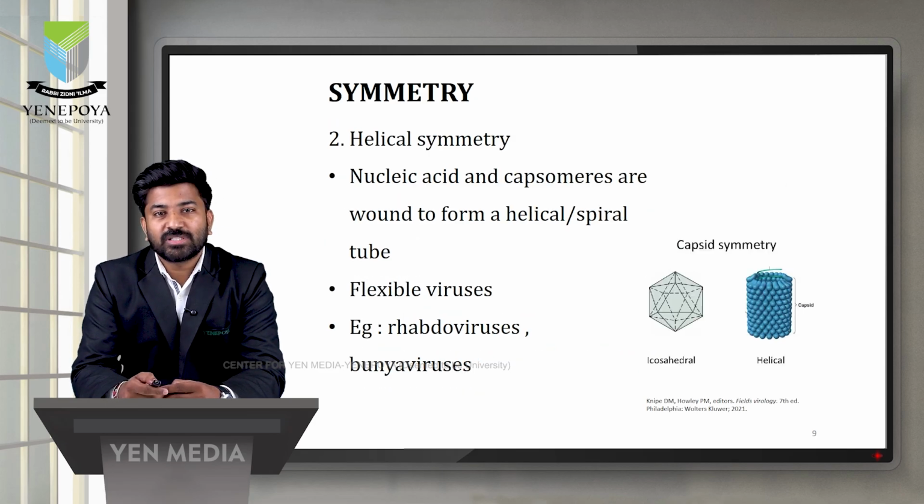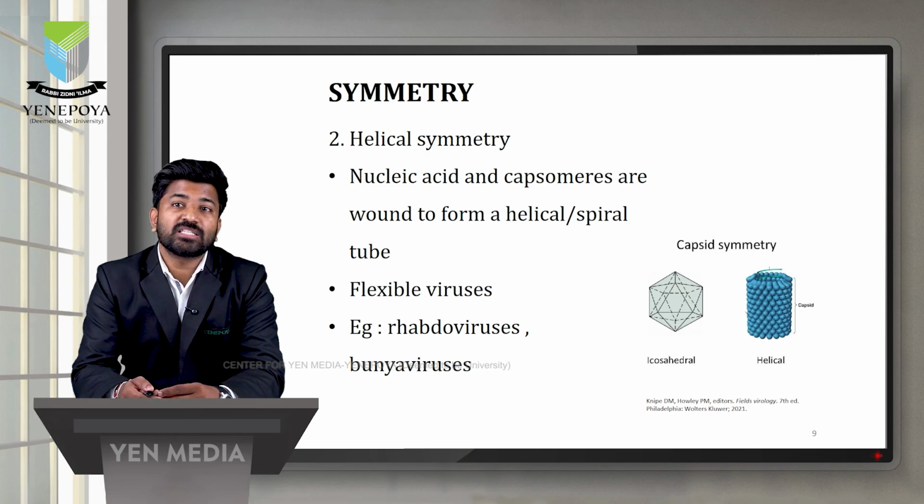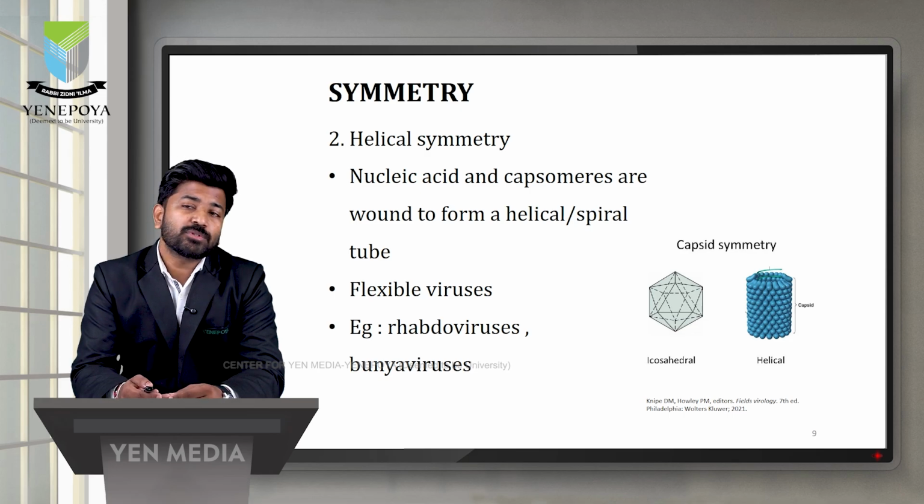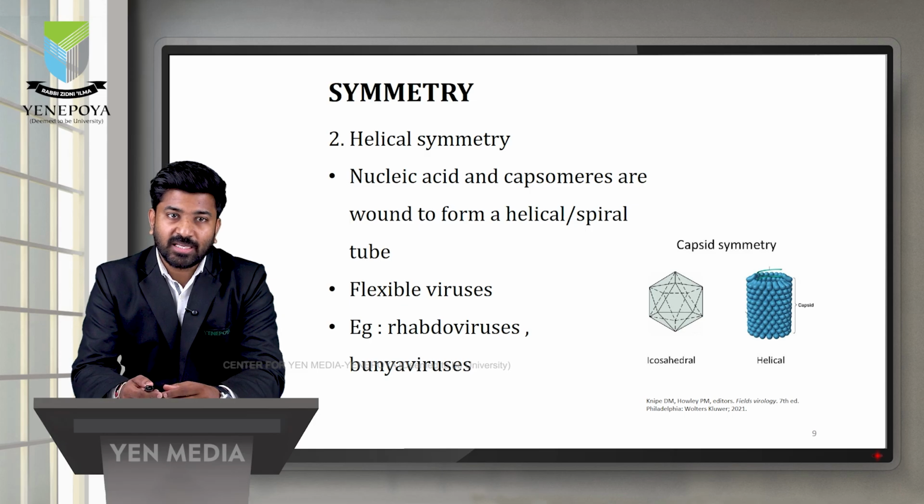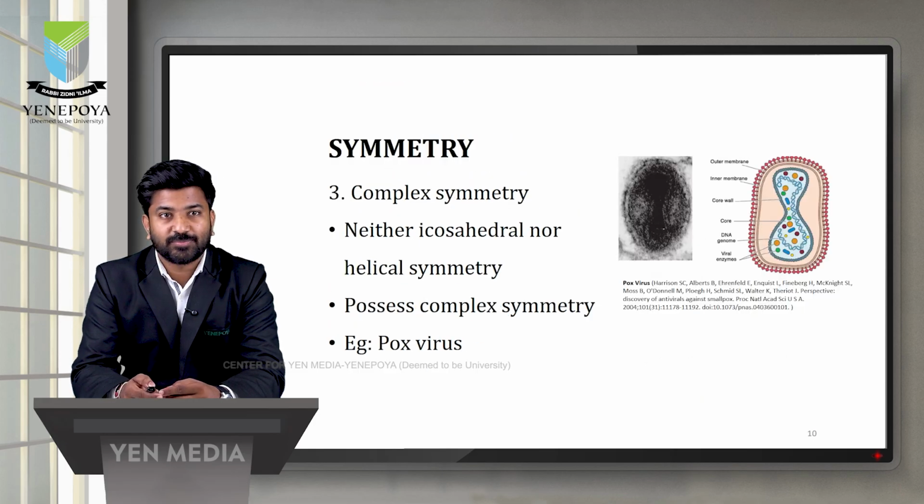The second symmetry that we see is the helical symmetry, where the nucleic acid and the capsomeres are bound to form a helical or spiral tube, like you can see in the pictures. Each capsomere is attached to the central nucleic acid, which is in the form of a helical structure. Together they form the helical symmetry. This symmetry helps the virus to have a very flexible nucleocapsid. Example, rhabdovirus, bunyavirus.